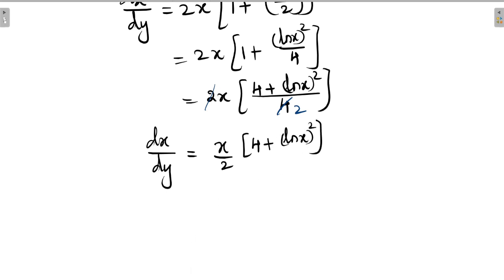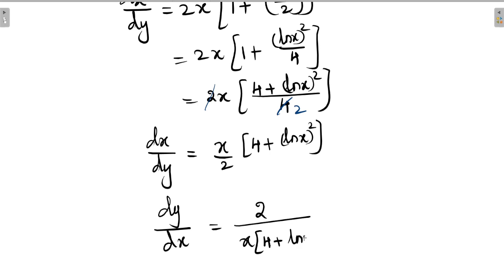Now our intention is to find dy by dx. So we have to take the reciprocal on both sides. So this equation we can write as dy by dx is equal to 2 as the numerator, 2 by x into 4 plus ln x the whole square. Here this is only we have to show the answer. Here 2, 4 are constant.